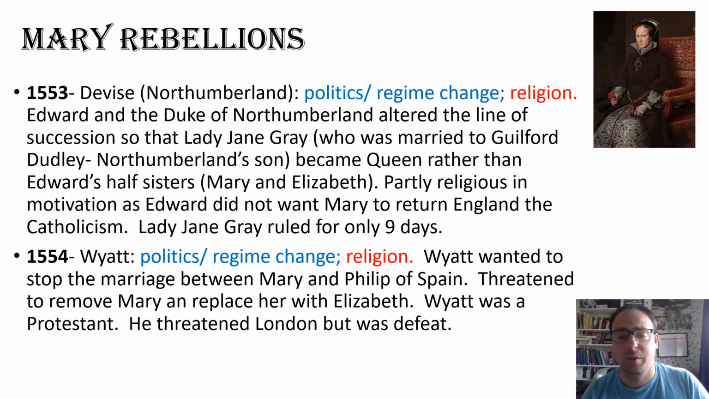Now, this is definitely partly religious. Edward just didn't want Catholic Mary to get onto the throne and return England to Catholicism. Now, Lady Jane Grey only ruled for 9 days. I mean, maybe you say this is political in terms of Northumberland, who wants to essentially end up with the royal line under his control. If you look at it from Edward's point of view, and it's religious, well, you ask the question, why remove Elizabeth then? Why not just pass the throne to Elizabeth?